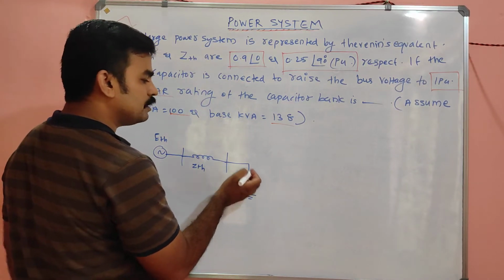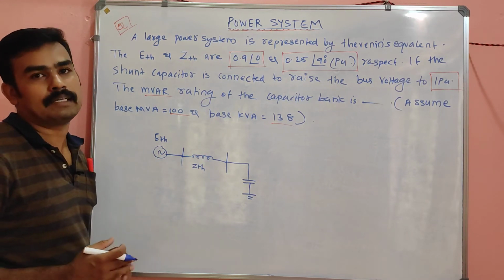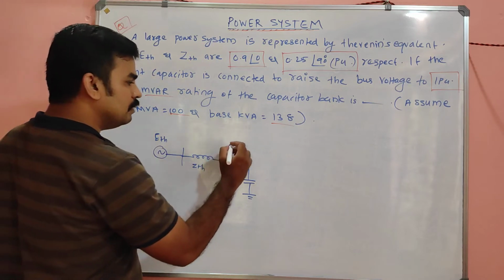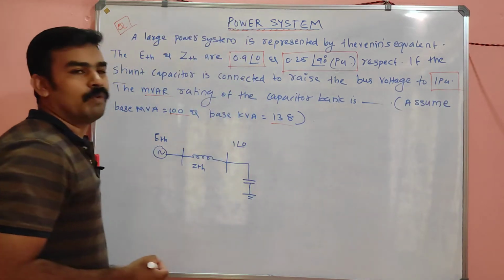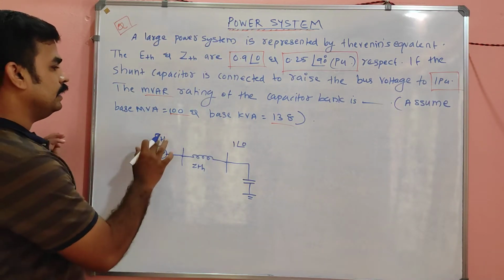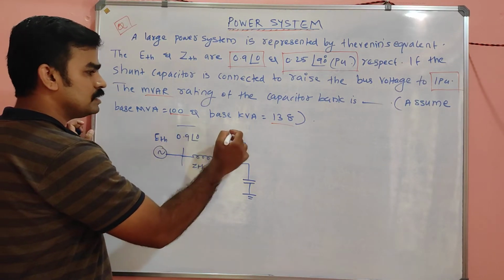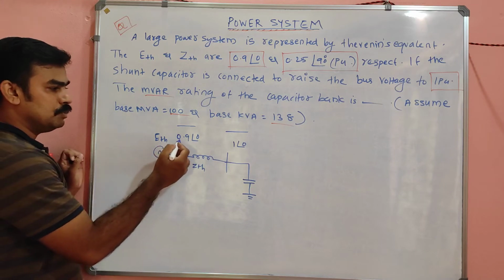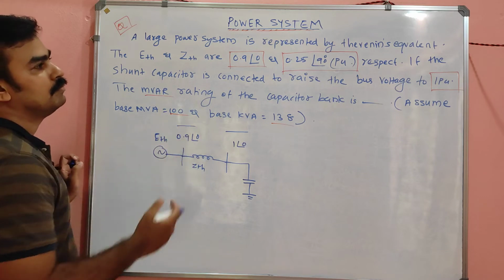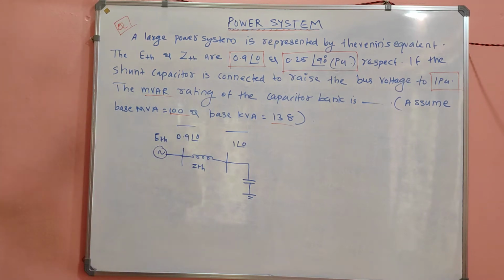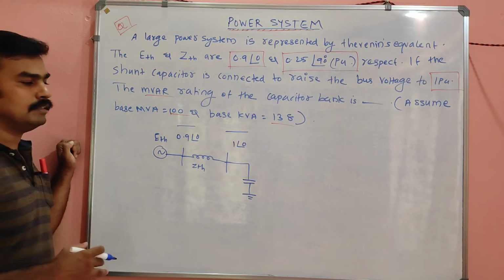This capacitor provides reactive power in order to compensate for the reactive power in the inductor, so that the terminal voltage will be increased to 1 angle 0, that is 1 per unit. E Thevenin is 0.9 angle 0. So you have EF and V, and you have Z Thevenin also. What we have to find is the reactive power produced by the capacitor.